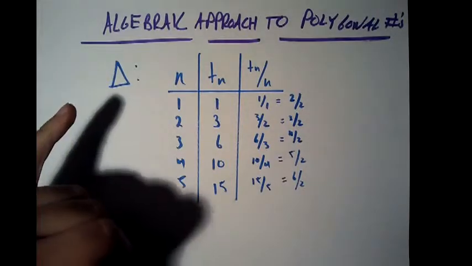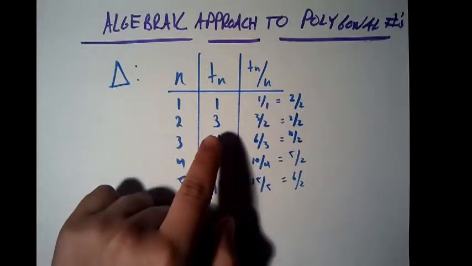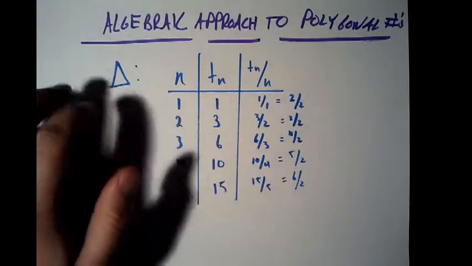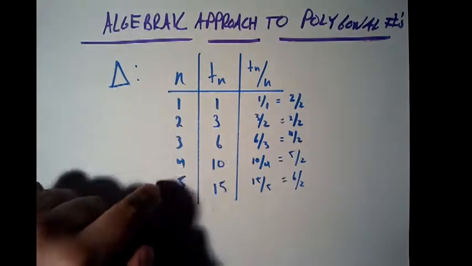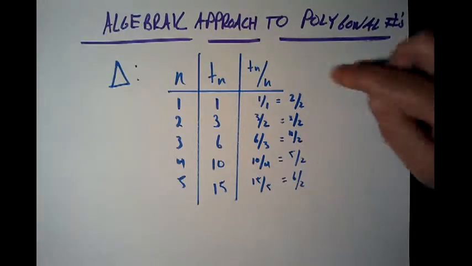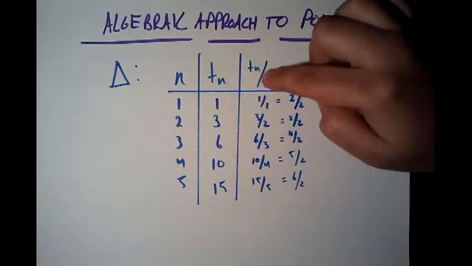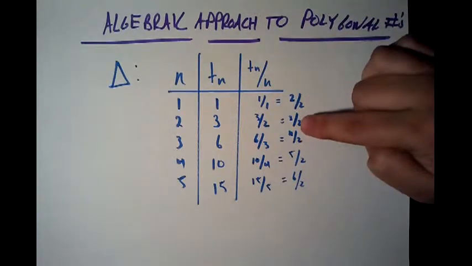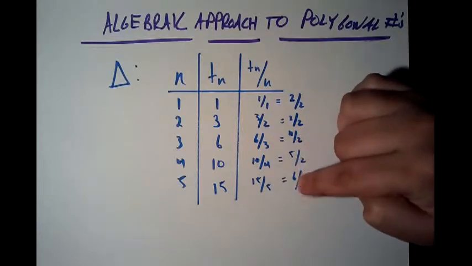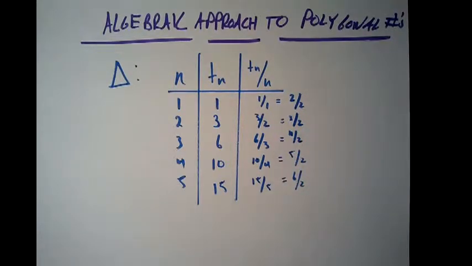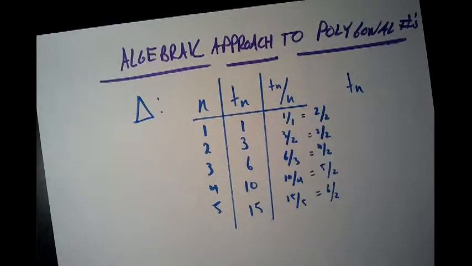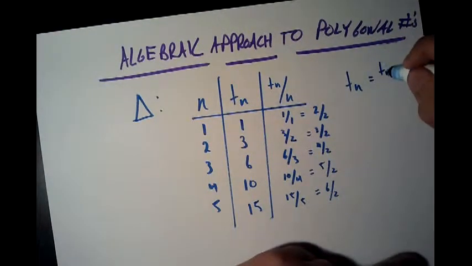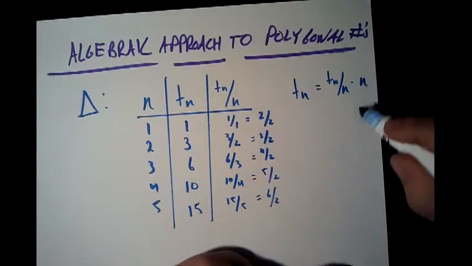So what I've written here is a column for n, term of n, and term of n over n for triangular numbers. The first triangular number is 1, the second one is 3, third one is 6, fourth 10, fifth 15, and then here I've divided t sub n over n, and I've gotten 2 over 2, 3 over 2, 4 over 2, 5 over 2, 6 over 2, and that would continue. So if I want to find a formula for term n, that's given by term n over n times n, right? That's just a simple statement.